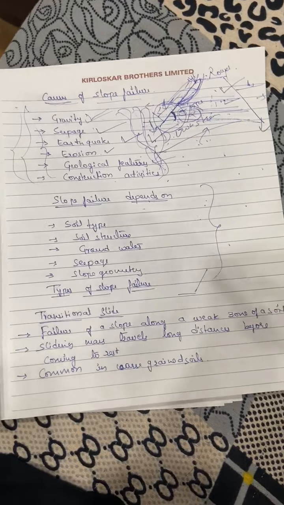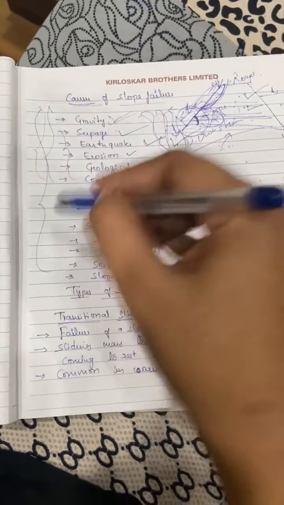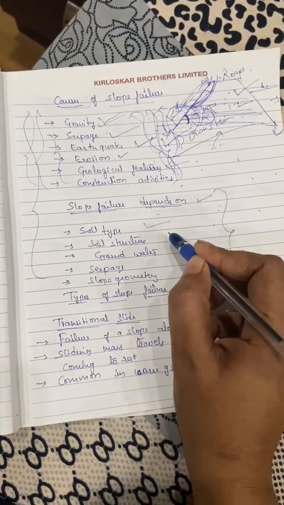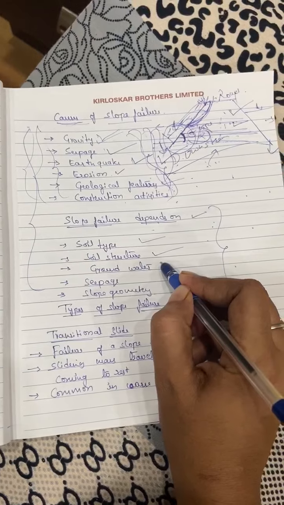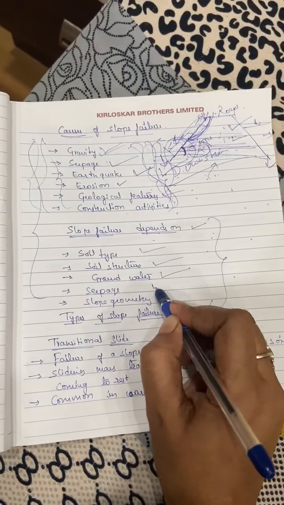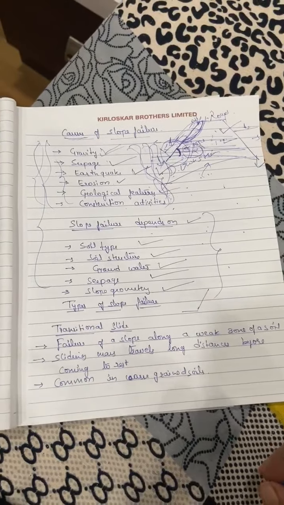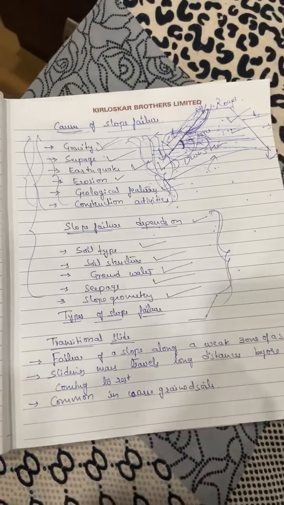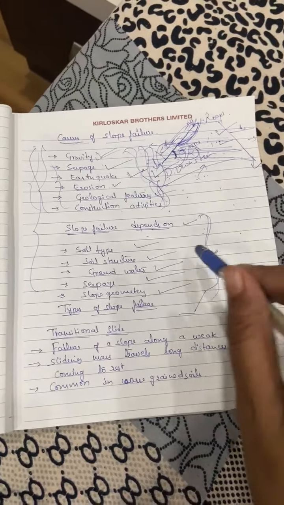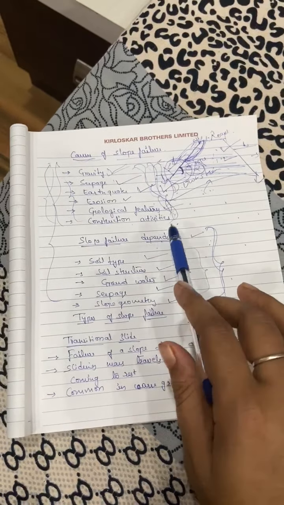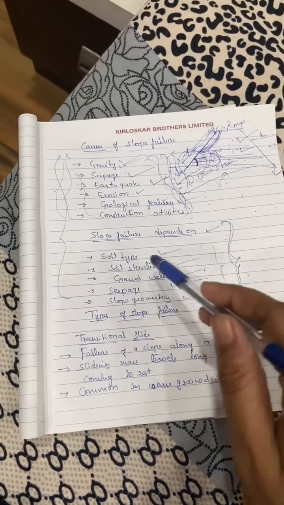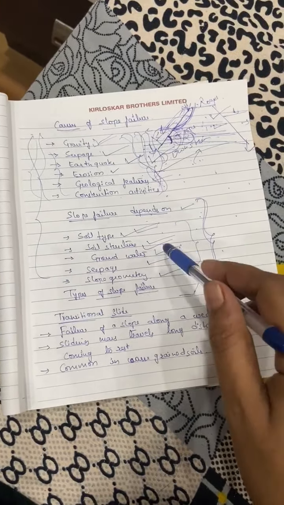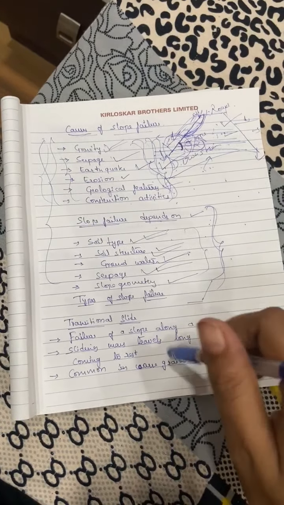Now again, why is the slope going to fail? These two are a little bit the same thing. Why is it going to fail? Because of the soil type, the soil structure, the ground water, the seepage, and the slope geometry, the shape of the slope. Slope failure completely depends on these factors. These are common, everyone knows that soil type plays an important role in stability. Soil structure also affects it, groundwater also affects it, and seepage also affects it.